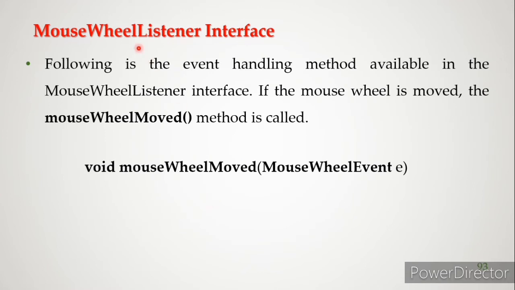Next is the mouse wheel listener interface. As I told, the mouse along with the two buttons will have a mouse wheel in between. When we scroll that mouse wheel, the mouse wheel event is generated, and the mouse wheel listener interface is going to call the mouseWheelMoved method. I am moving a mouse wheel. At that time it will call the mouseWheelMoved method.